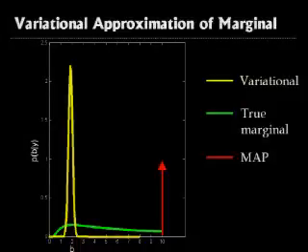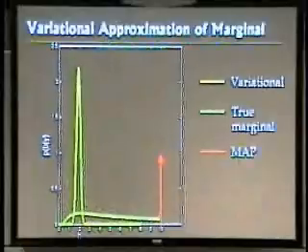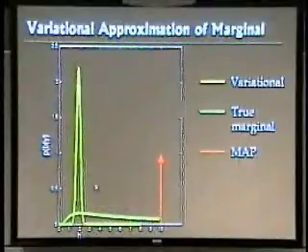Just to evaluate the quality of this approximation method, the true marginal, which says B should be 2, has a preference for being over here, but there's a lot of uncertainty in this distribution. MAP is very far from the peak, and variational Bayes basically does the right thing.